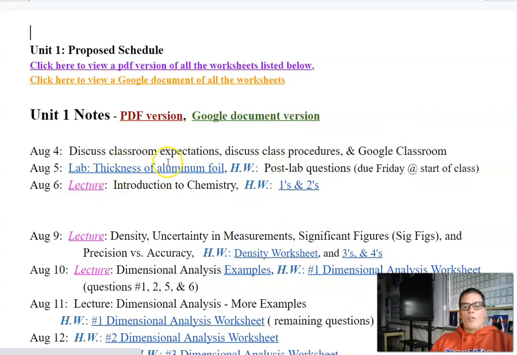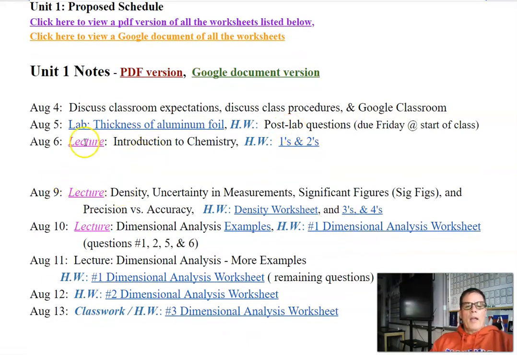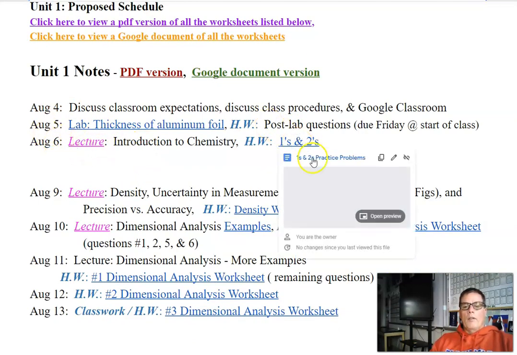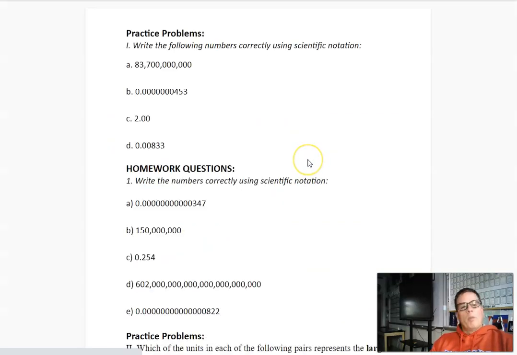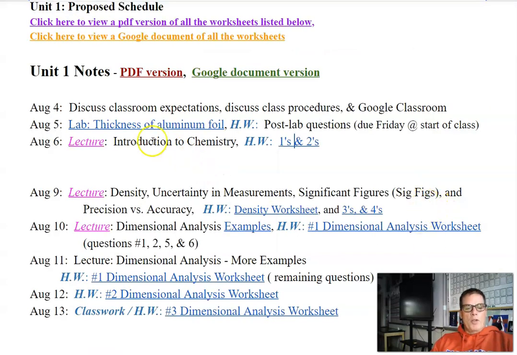So August 4th, we'll do some classroom procedures. We'll do a lab on Thursday, I believe that's the day. And then lecture. So we'll have our first lecture. So the homework, I do have the Google Docs, but you'll get a printout of this. So it's not like you have to print these out. I'll give you a printout of that information.